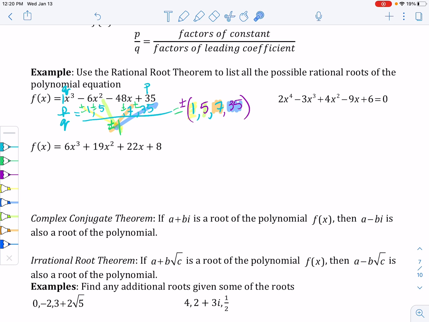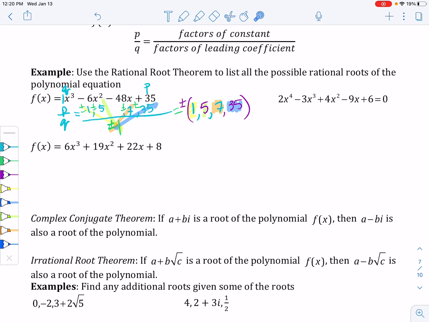So I could synthetically divide by 1 and see if I get a 0, or synthetically divide by -1 and see if I get a 0, synthetically divide by 5, see if I get a 0, and then if I get a 0, that would tell me that that's a factor or a root solution or 0, right? We're not doing that part today, so hold on that part. So this is the list of all of my possible rational zeros.